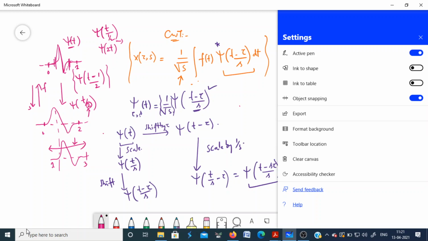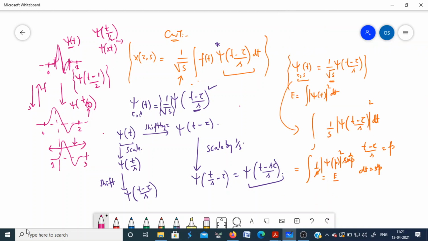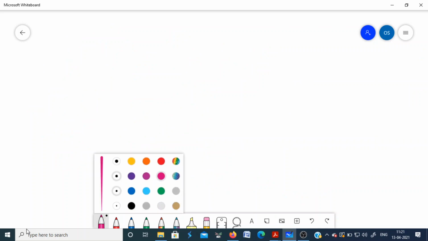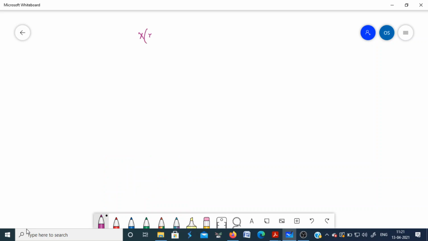Generally in wavelets we do not talk about time and frequency, we talk about time and scale. Scale is the inverse of the frequency, as we have just seen. So you now have the continuous wavelet transform as a function of two parameters, tau and s, which is given by 1 by under root of s, integration of the function f of t with psi of t minus tau by s dt.